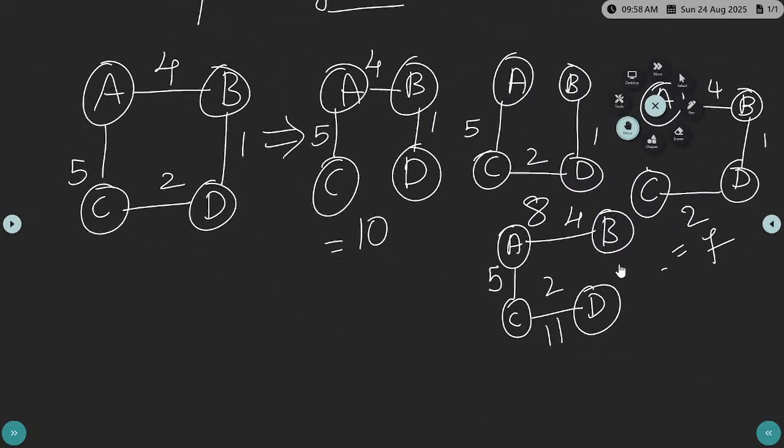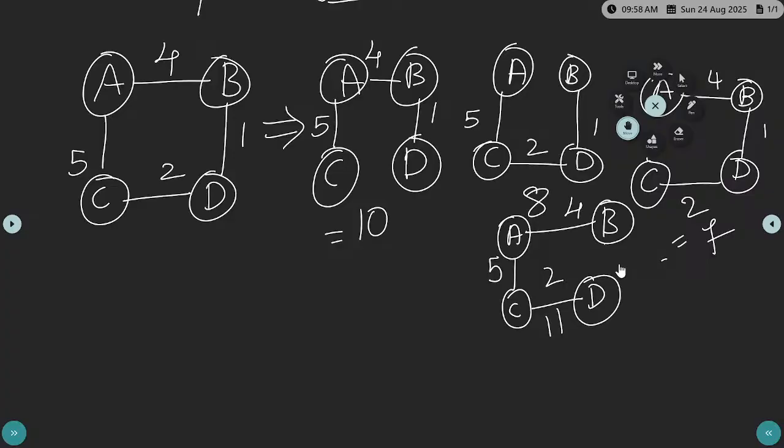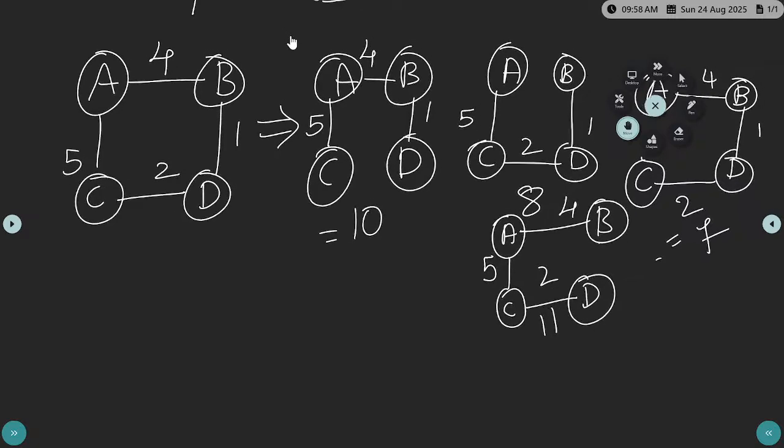Construct minimum spanning tree. How will you start writing the answer? You have to write that a spanning tree is a connected graph, undirected graph without any cycles. If there are n vertices, there are n minus 1 edges. Then go to the diagram. This is the step 1.